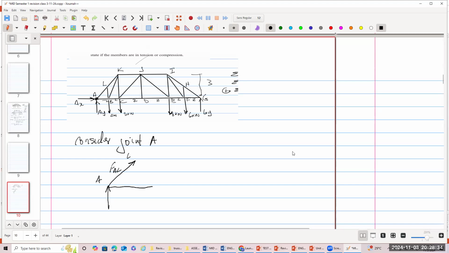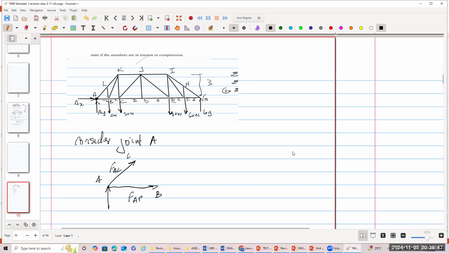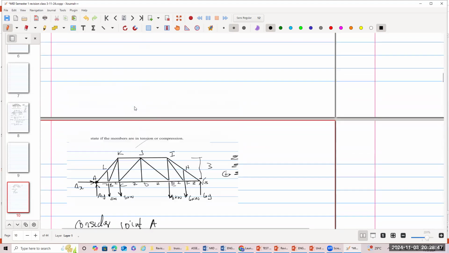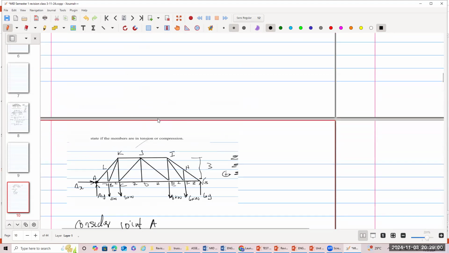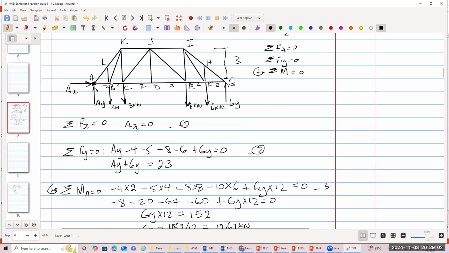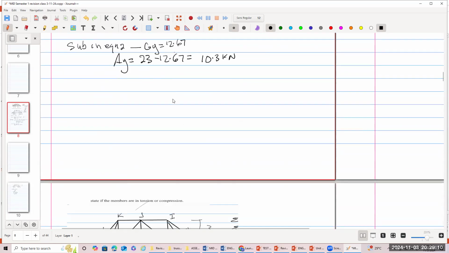And then you consider this AB also in tension. So you're going to call that F AB, and AY. What was the AY value again, guys? 10.3? All right, 10.3 kilonewtons. What was the angle subtended that we worked out? 36.9. This angle here, alpha, which we need now.